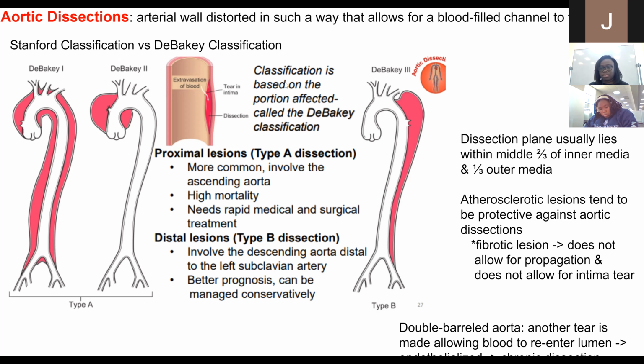Okay. So we have the Stanford classification. We have the DeBakey classification. So Stanford only has two types, right? We have a type A dissection and a type B dissection. I feel like this one's the easiest to understand. Any dissection that involves the ascending aorta, okay? So ascending aorta means that it's close to the brachiocephalic artery. They could word it like that, right?